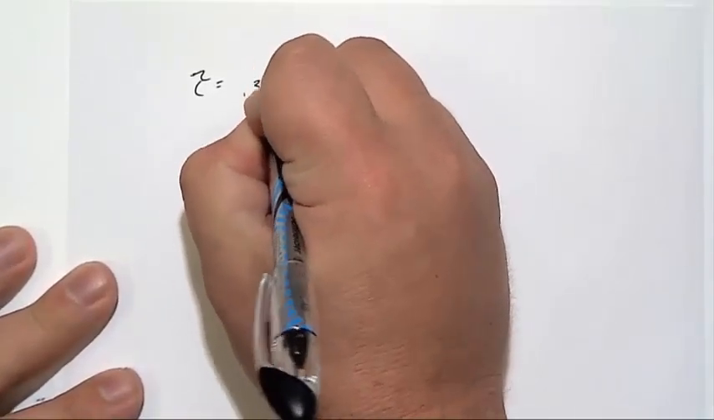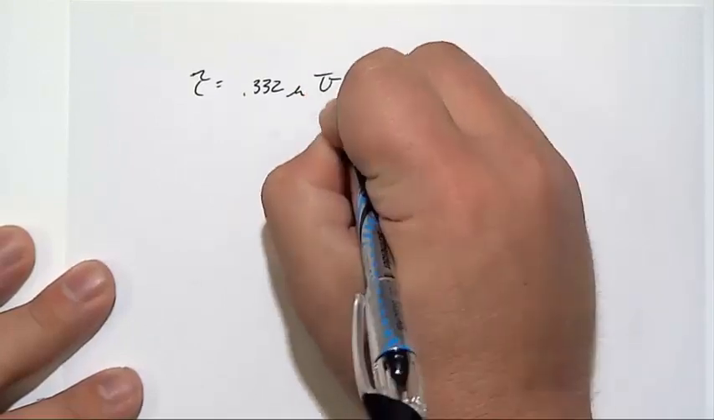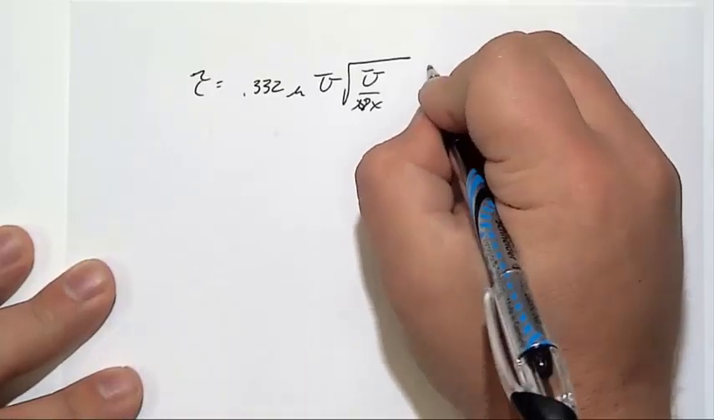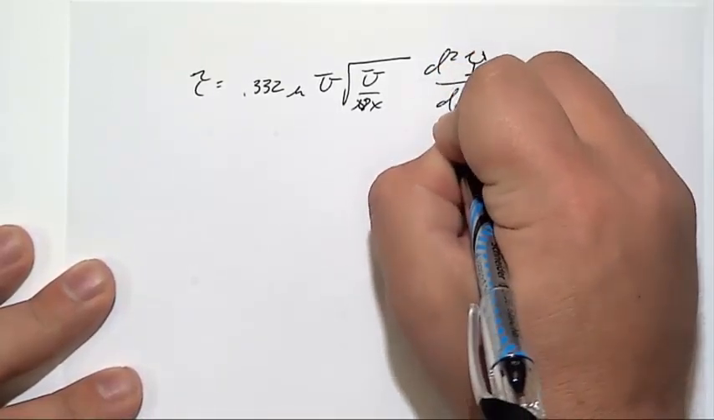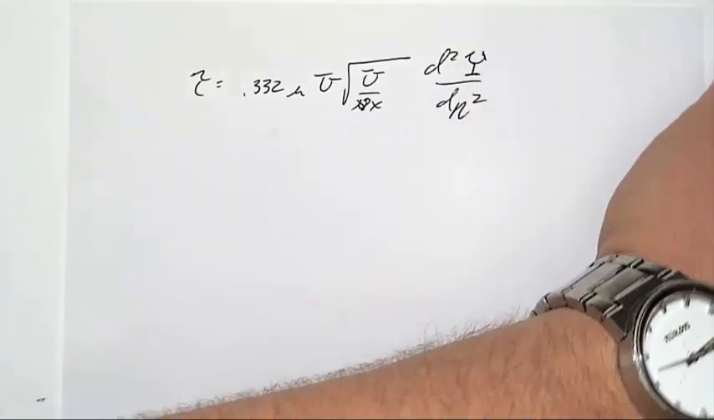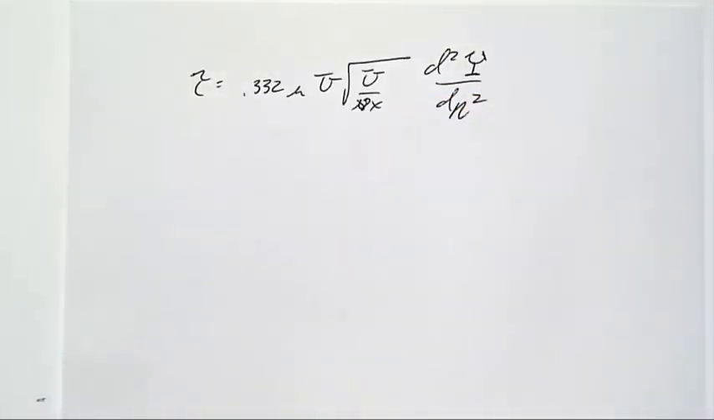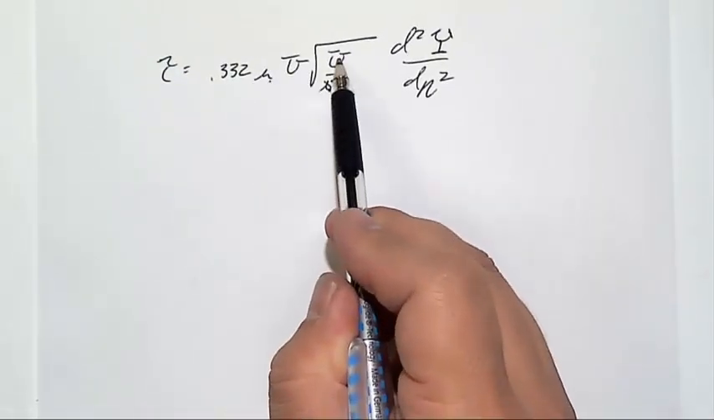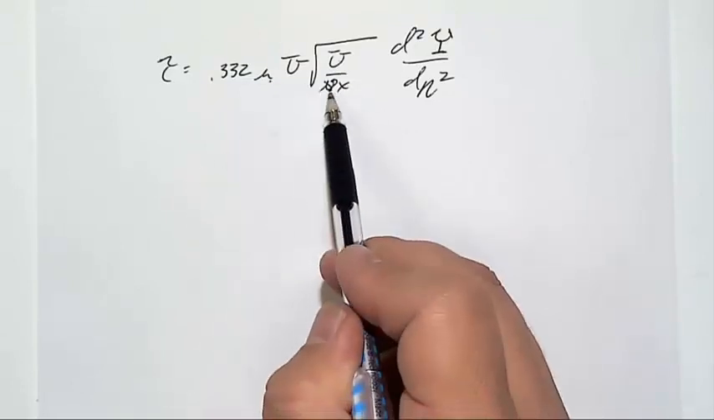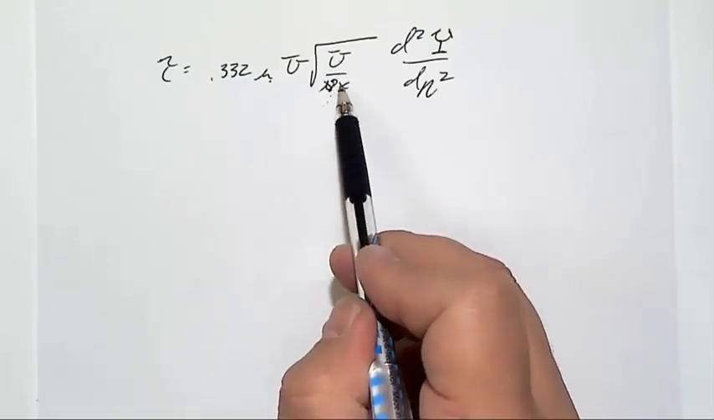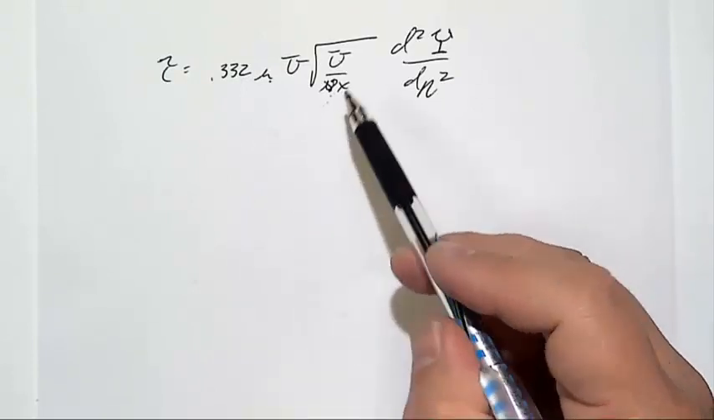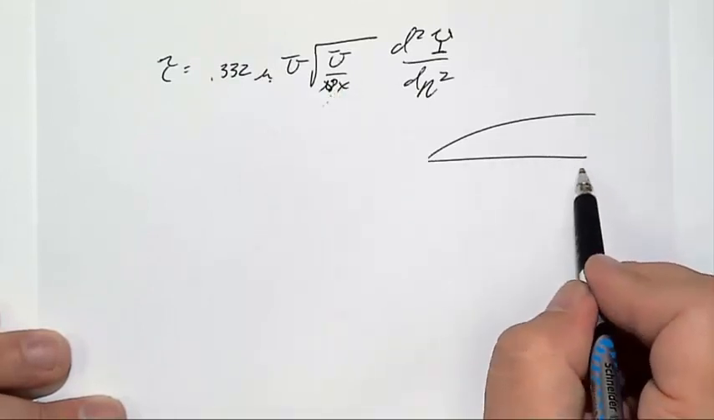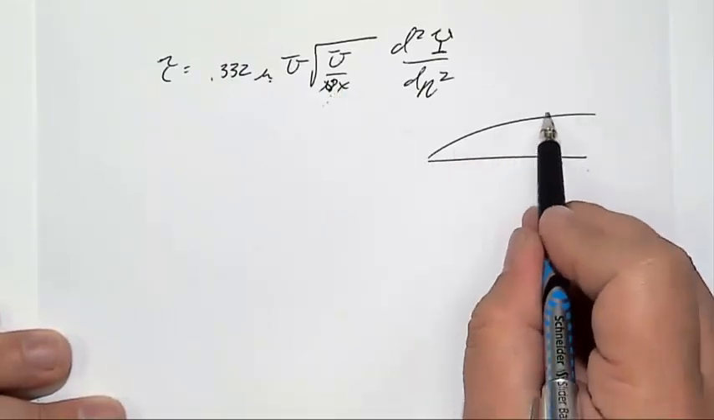So therefore, my shear stress is equal to 0.332 times my viscosity mu, times u, square root of u over kinematic viscosity times x, times the second derivative of the modified function with respect to eta. Things to note are that my shear stress increases with viscosity, it increases with velocity, and it decreases with my kinematic viscosity and my distance. So you can think about as I move further away down the plate, my shear stress becomes weaker, dependent on x.